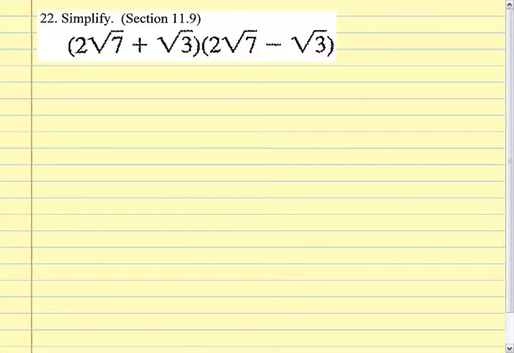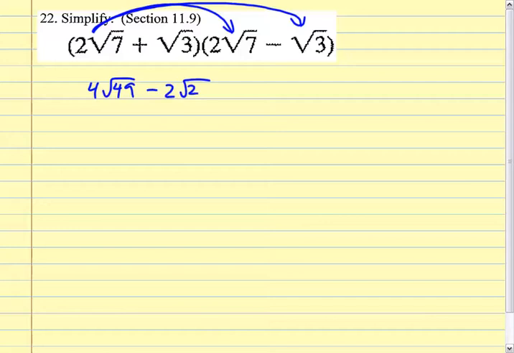Oh, easy peasy lemon squeezy. 2 root 7 times 2 root 7 is 4 root 49. 2 root 7 times minus root 3 is equal to negative 2 root 21. Root 3 times 2 root 7 is going to be plus 2 root 21. Remember, I multiply numbers, multiply radicals. All right, and positive root 3 times negative root 3 is negative root 9.